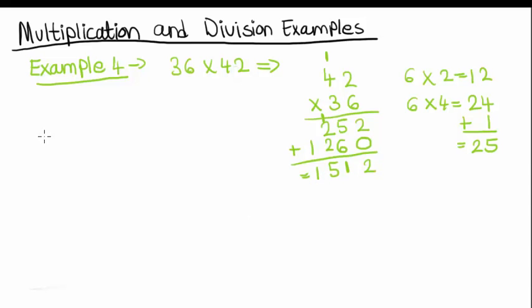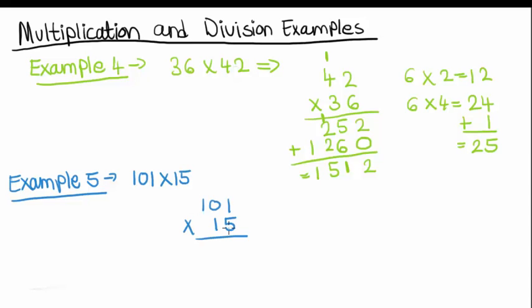So let's do a few more examples. Let's say you want to find the answer to 101 times 15. You start off by setting up the problem. First step you do is 5 times 1 to give you 5. Next you move on to 5 times 0 to give you 0. And next you do 5 times 1 to give you 5 again. Before continuing on to the next digit on the second row, you need to put a 0 right here.